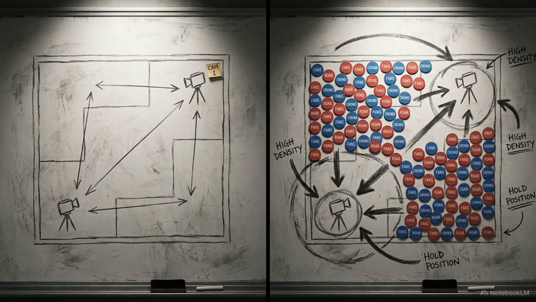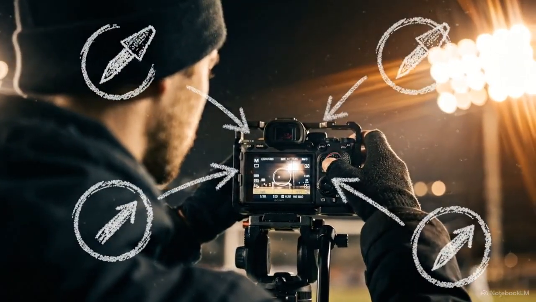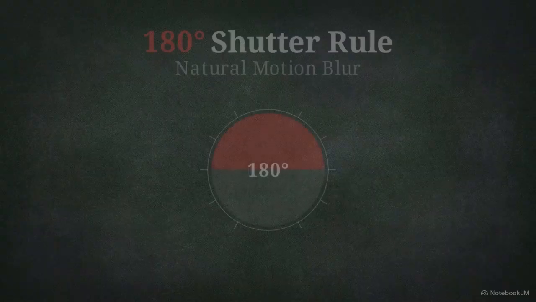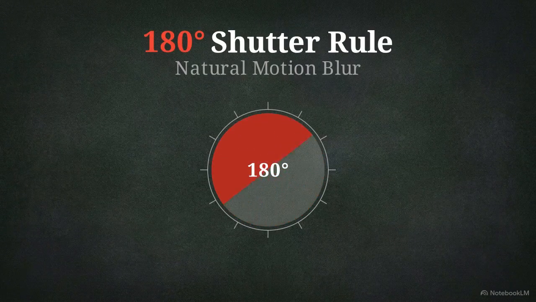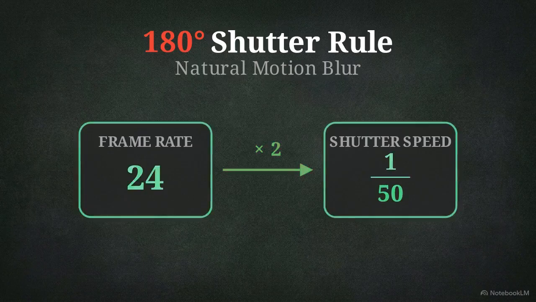Maintaining visual consistency under the harsh, flickering floodlights of a stadium depends on taking manual control of your camera settings. This illustrates the 180-degree shutter rule, a formula used to capture natural-looking motion blur. Simply double your frame rate to find your shutter speed. If shooting at 24 frames per second, set your shutter to 1/50.